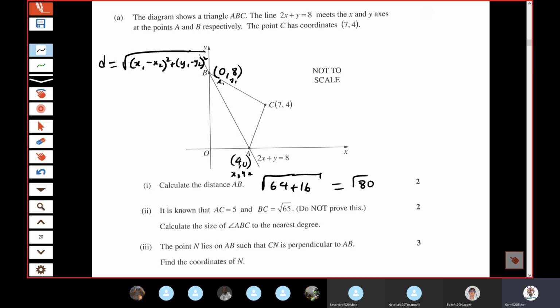It is known that AC is equal to 5. So that distance is 5 now. BC is root 65. Calculate the size of angle ABC. So we've got to find this angle here, theta. What are we going to use? Cosine rule. Absolutely. You've got three sides, you're missing an angle. You have to use the cosine rule. It's for a non-right angle triangle. Good job. I'll pause there.